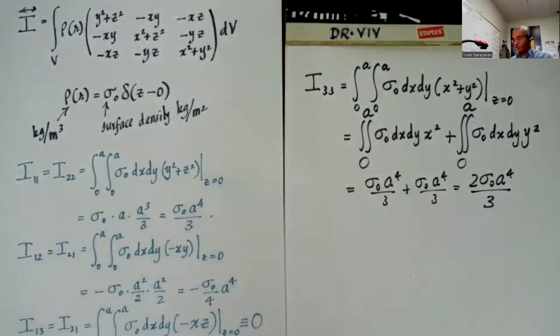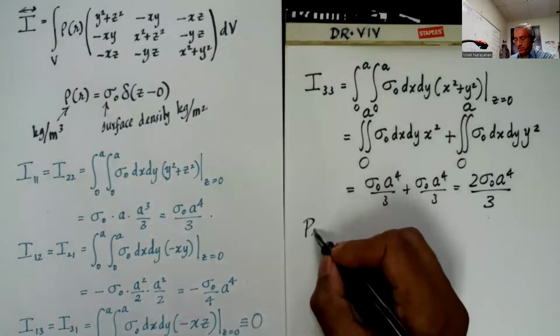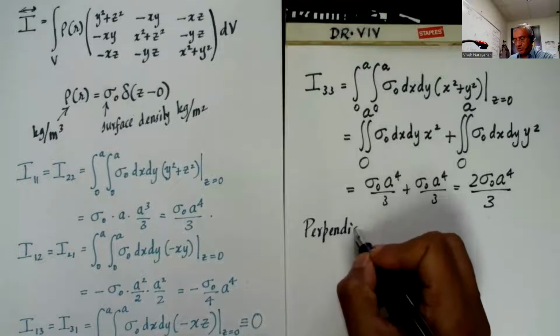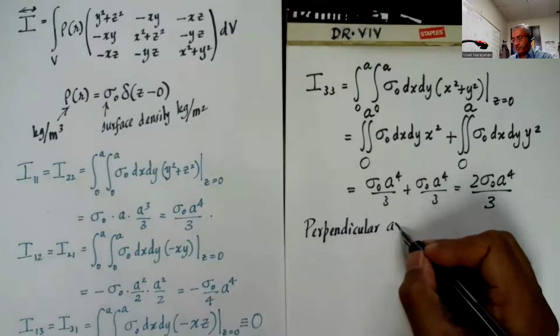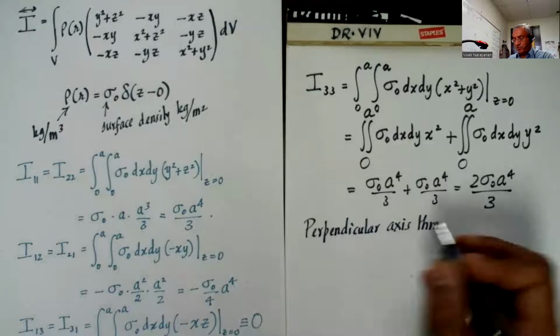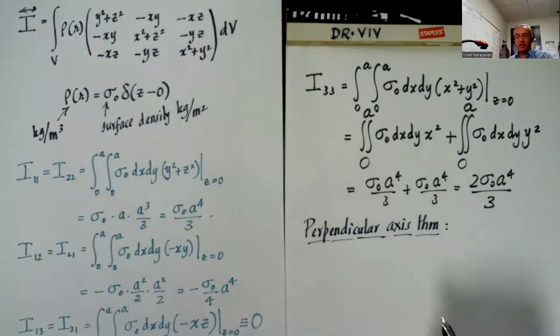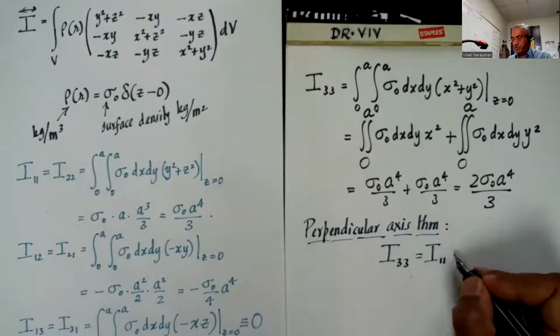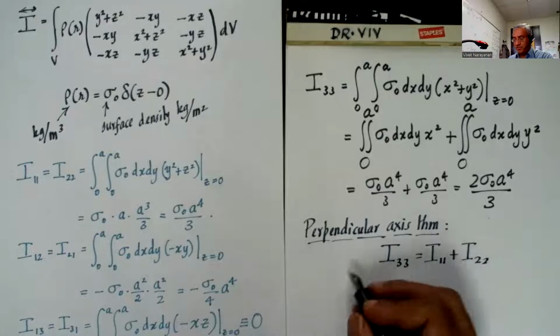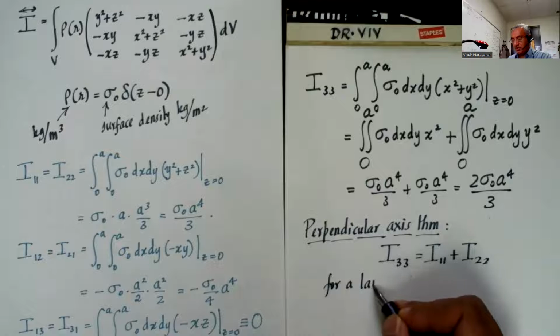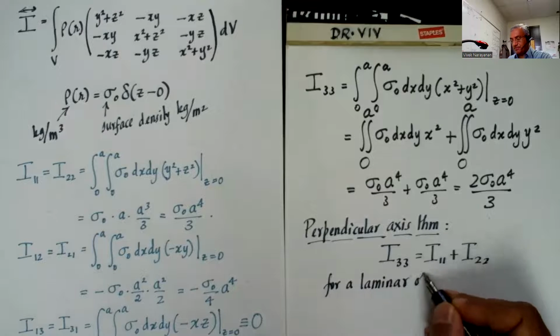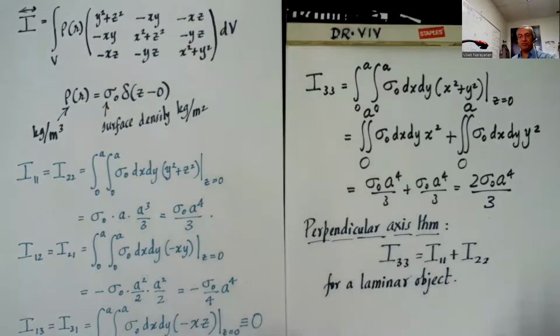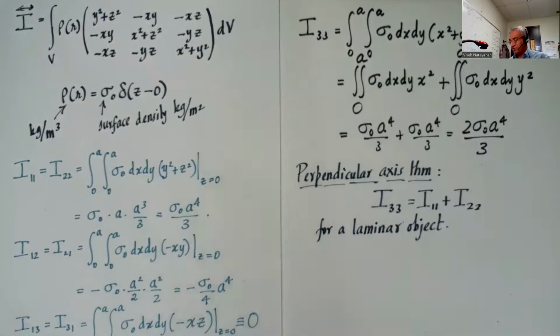So this is a very famous theorem called the perpendicular axis theorem, which I'll write here. What we saw here is a specific instance of the perpendicular axis theorem, which says that I33 is always equal to I11 plus I22 for a laminar object. The proof of the perpendicular axis theorem is very trivial. It follows from the Pythagorean theorem. In fact, it's so trivial, I can give it to you in 2 minutes.